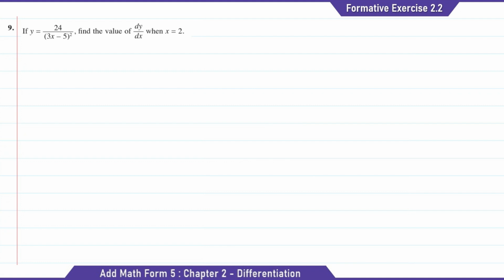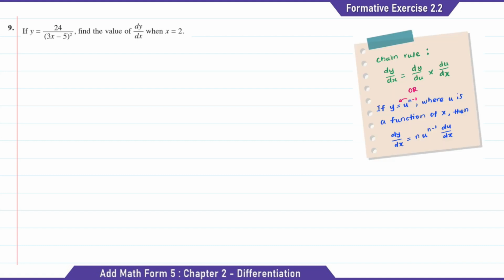Question number 9. If y equal to 24 over 3x minus 5 squared, find the value of dy/dx when x equal to 2. So here I can also write this as y equal to 24, bracket 3x minus 5 to the power of negative 2.